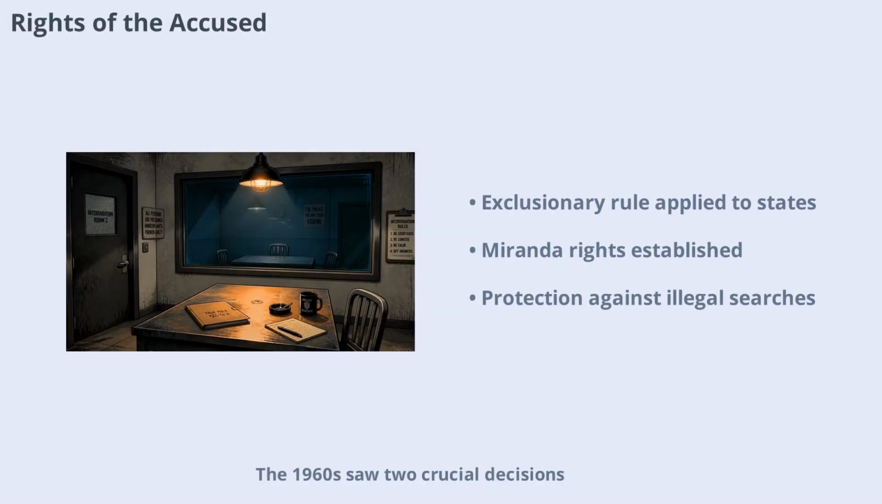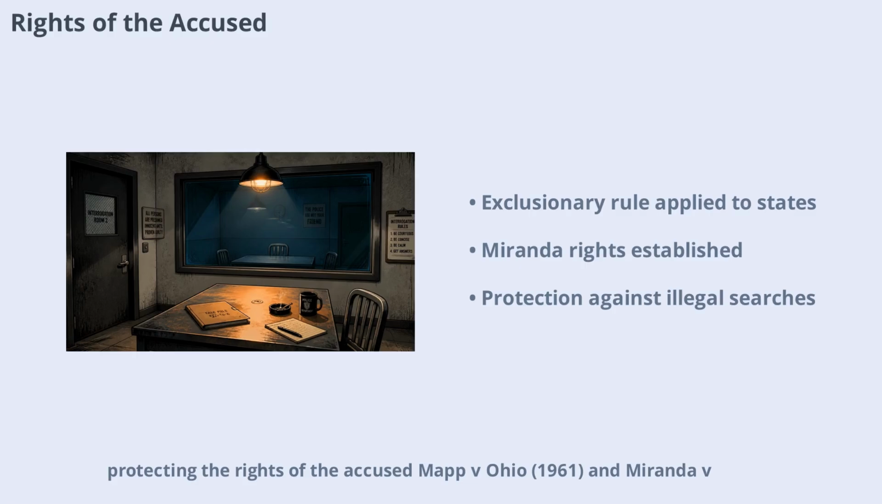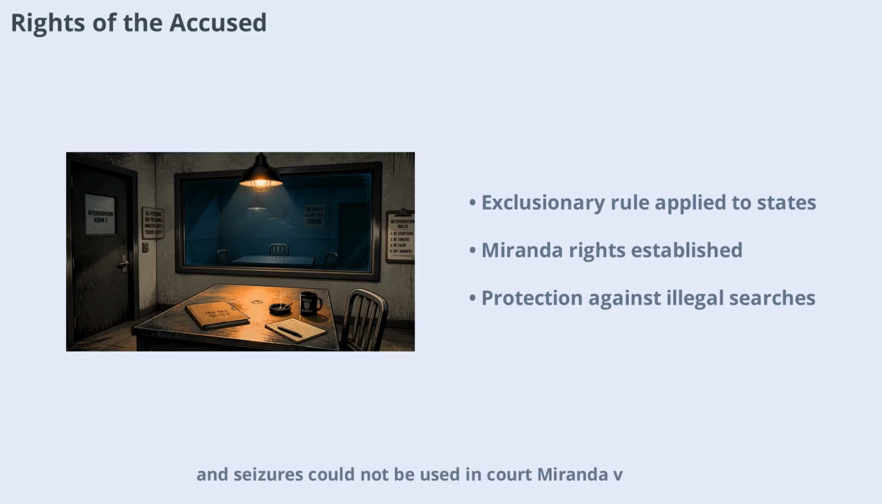The 1960s saw two crucial decisions protecting the rights of the accused, Mapp v. Ohio in 1961 and Miranda v. Arizona in 1966. In Mapp, the court applied the exclusionary rule to state courts, ensuring that evidence obtained through illegal searches and seizures could not be used in court. Miranda v. Arizona mandated that police inform suspects of their rights before interrogation, fundamentally transforming American criminal justice procedure. These rulings strengthened protections for individuals facing the power of the state.